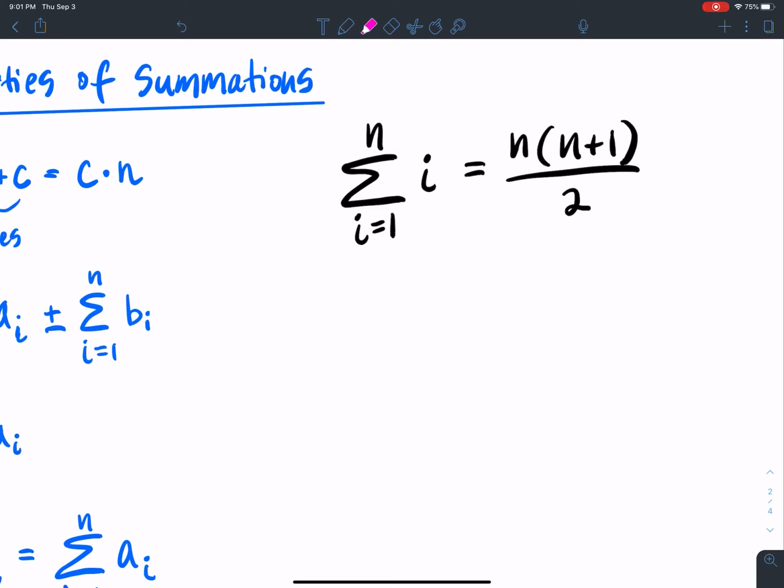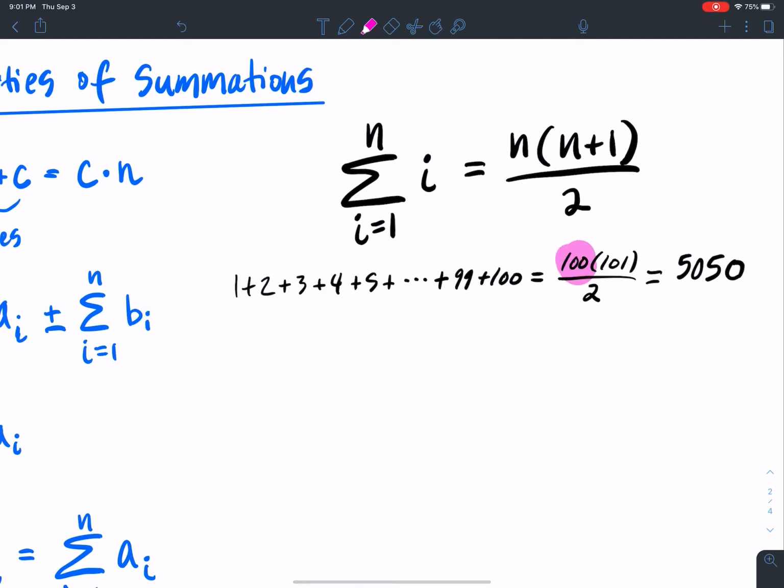Well, unfortunately for her, he came back in about 30 seconds to a minute with the answer and said, here it is. And she was stunned and could not figure out how he was able to add up all of these numbers 1 through 100 and get the answer so quickly. So once again, if I'm adding from 1 to 100, that last term is 100.